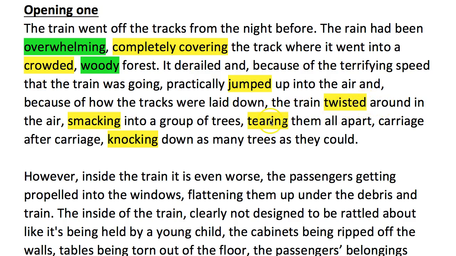It could have wobbled around, but twisted is far more violent. It could have knocked into a group of trees, but smacking is again much more violent, and the onomatopoeia works really well there. It could have pushed or pulled them apart or knocked them apart, but instead tearing is far more violent. So you can see he's really thinking hard, especially with these three verbs, about how to have maximum impact.